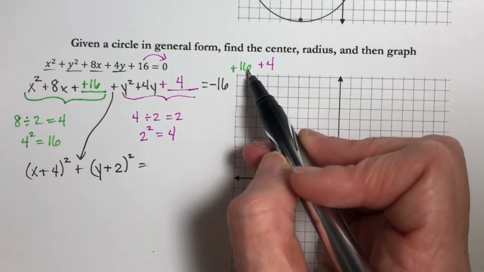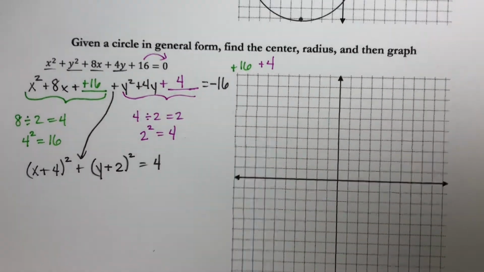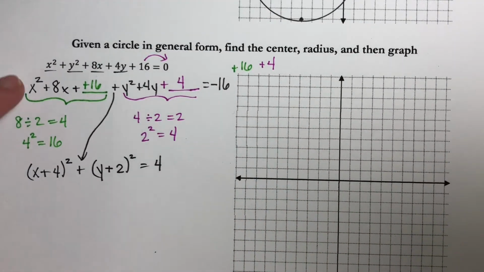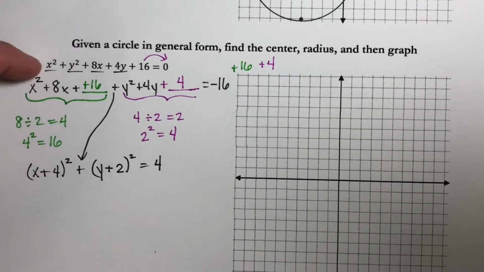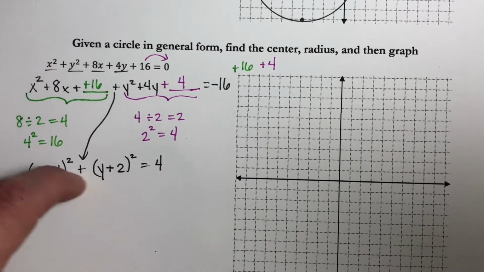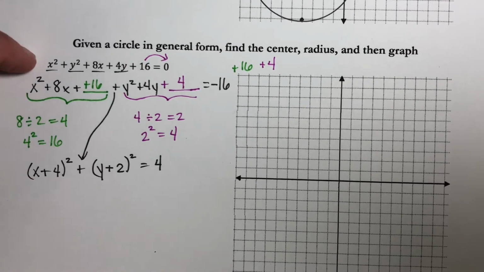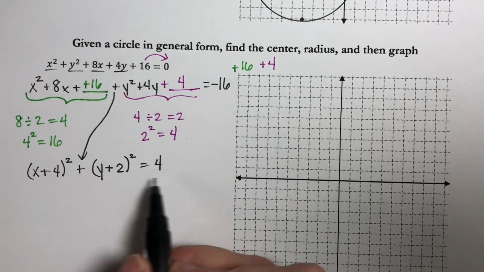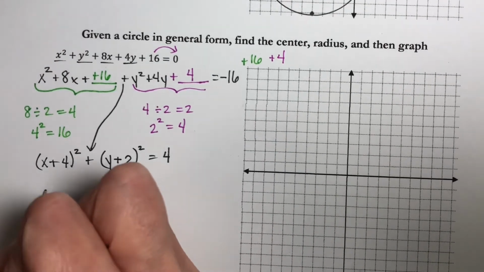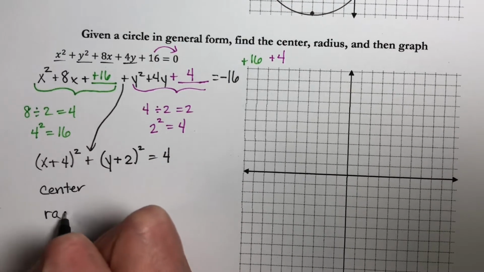Now over here it's just arithmetic. Negative 16 plus 16 is 0. 0 plus 4 is 4. So we have taken something in general form, and we have rearranged things so that we have standard form. You should be able to multiply this all the way out, combine like terms, and end up right back here. Okay, now that we have it in this form, we should read off our center and then our radius.